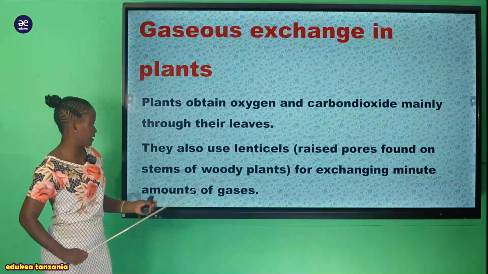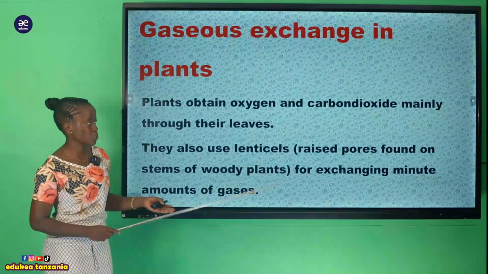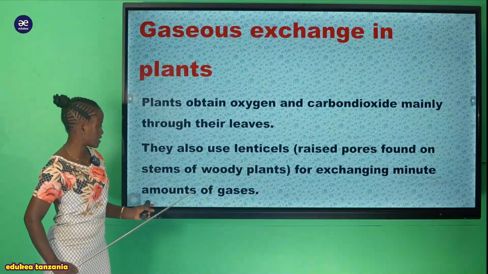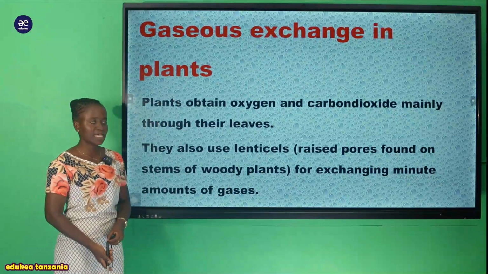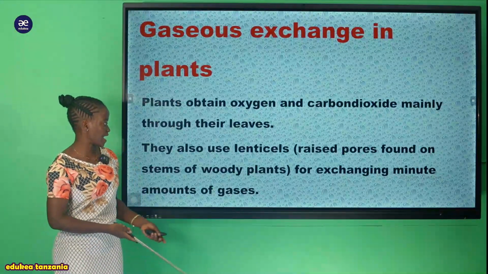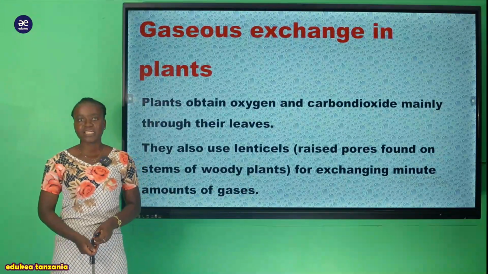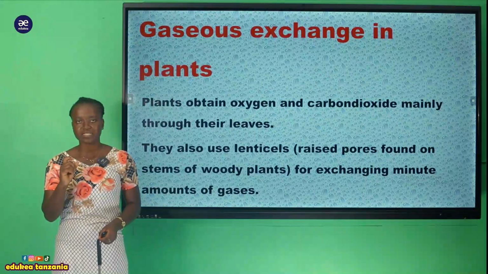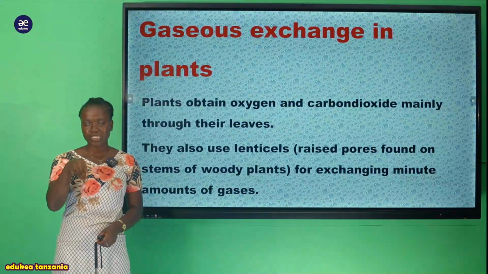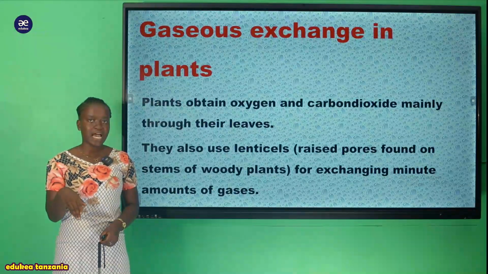And now we are saying that they also use lenticels, the pores found in the stem of their woody plants, for exchanging minute amounts of gases. Pia, apart from the leaves, they have another part which is responsible for exchanging gas, and this part is known as lenticels. Lenticels are just small pits, or small holes, which are found within the stem, kwenye shina la mti ambao tunaongelea hapa wood plant. All of the woody plants have lenticels.